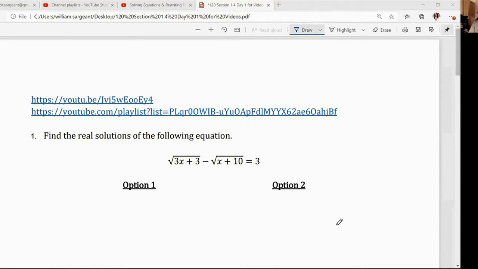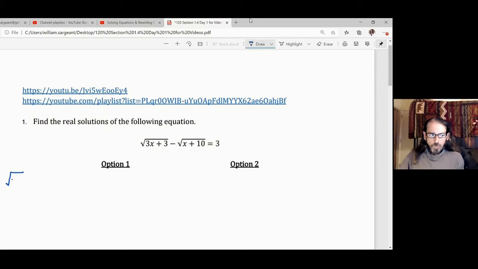So in this first example, the first option would be to isolate one of the square roots, say to add square root of x plus 10 to get square root of 3x plus 3 alone. And you might wonder, what good does that do? Because that's going to leave us with another square root on the other side. Well, we're going to get past that. Let's just go ahead and square both sides.